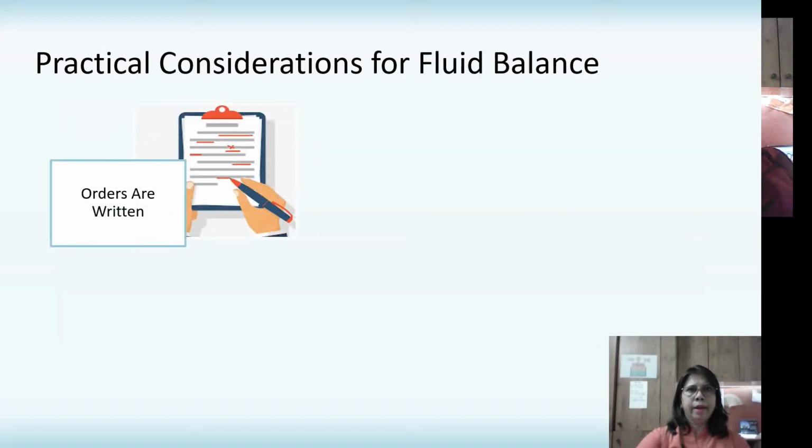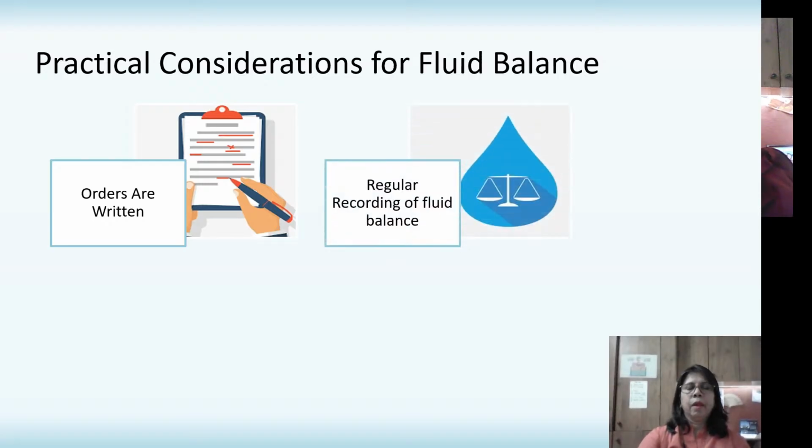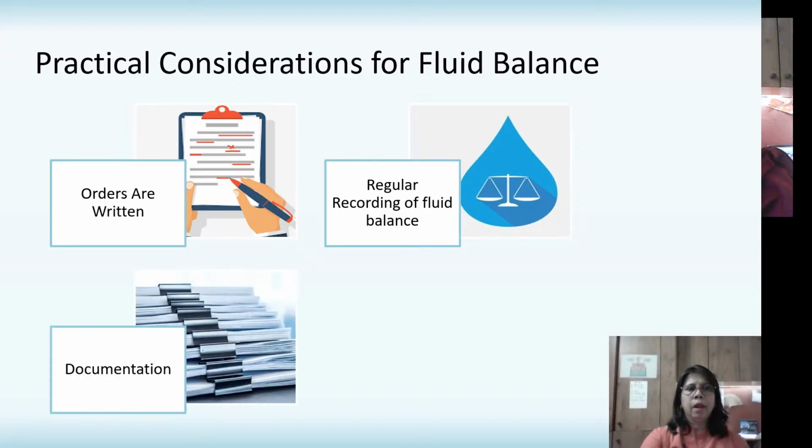CRRT therapy mandates that it shall be initiated only when there are clear written orders which are signed, named and dated by the physician, following which there should be regular monitoring and recording of the fluid balance. How much is the intake and how much is the output. All this documentation can be maintained in the electronic medical records or even at the bedside by using a pocket calculator, and this can then be charted.